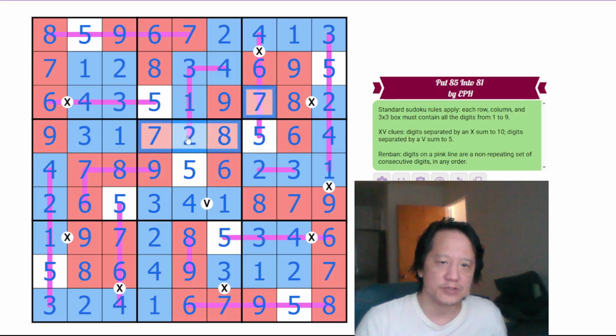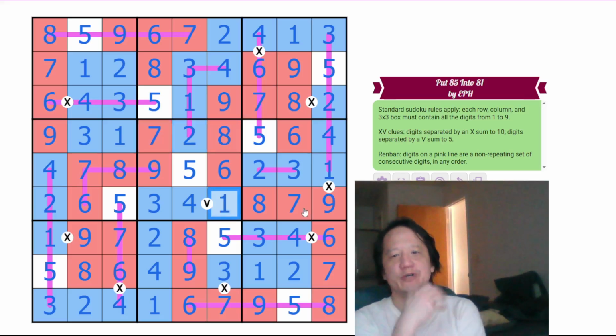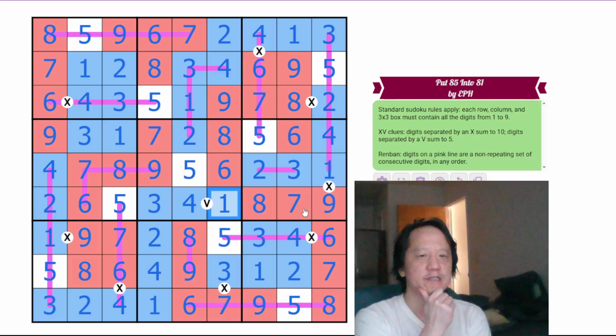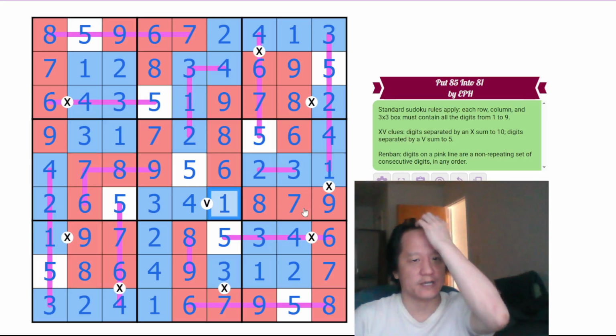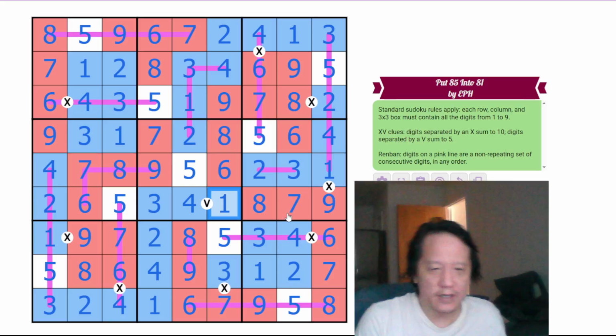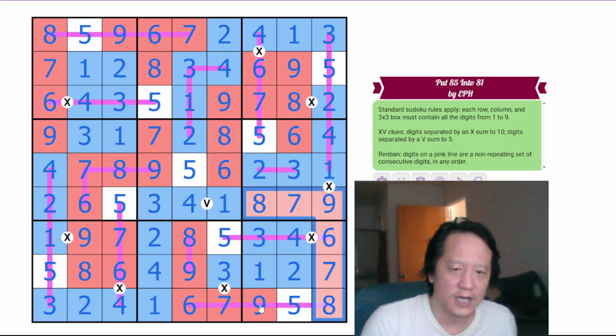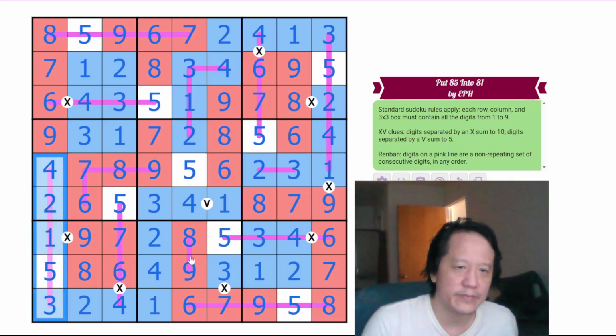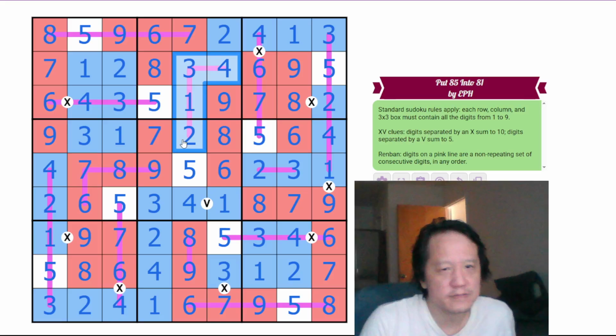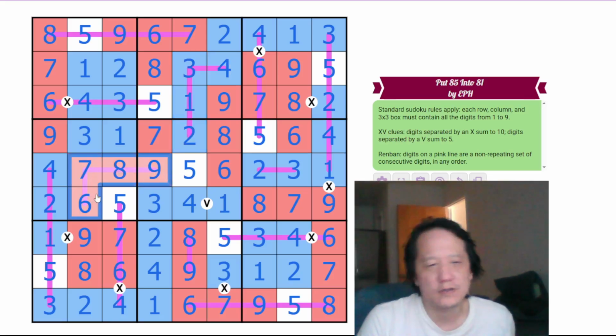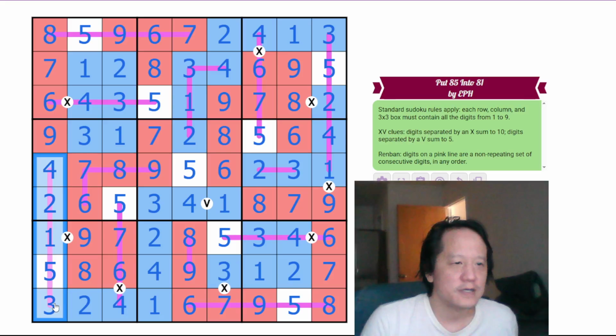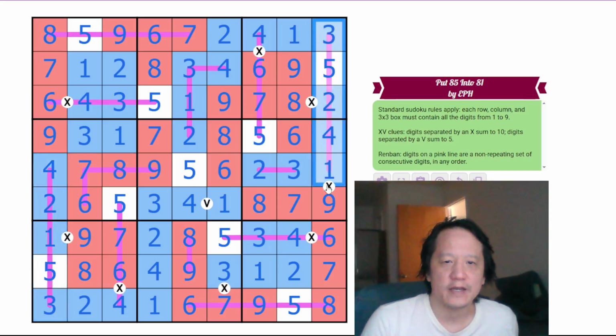Nice coloring puzzle. I don't understand what the put 85 into 81 still is, though. I don't know. It's just a reference that I don't get. But it was a nice geometry behind this puzzle. Yeah, it was just really cool design, and the solving was really nice.